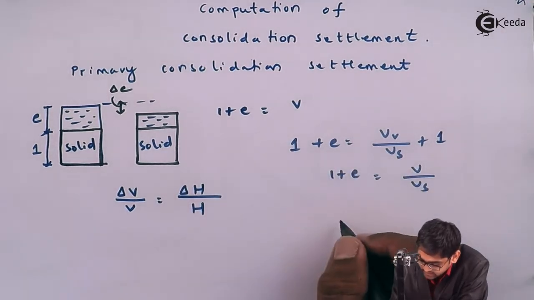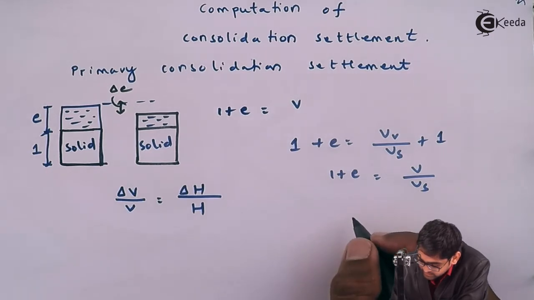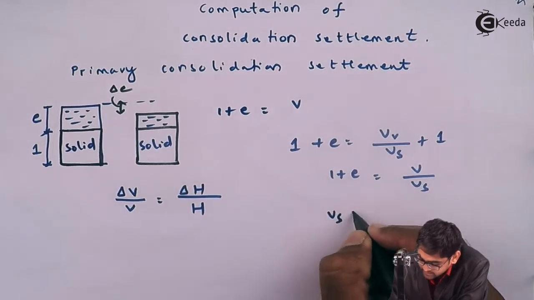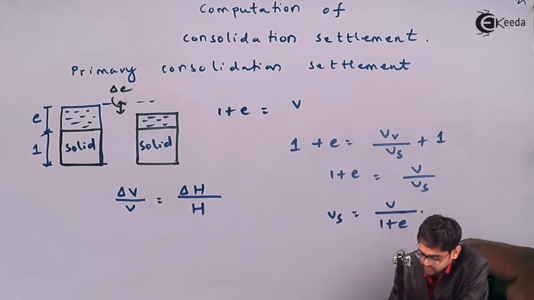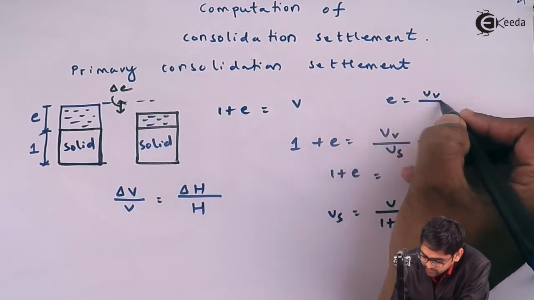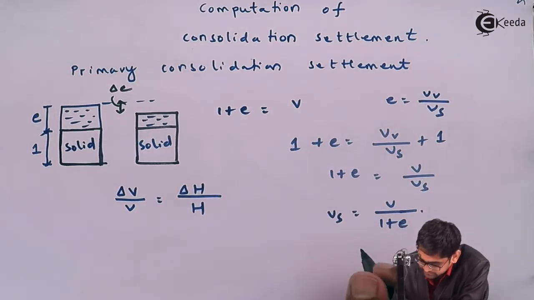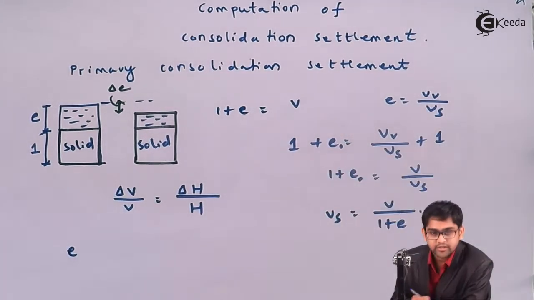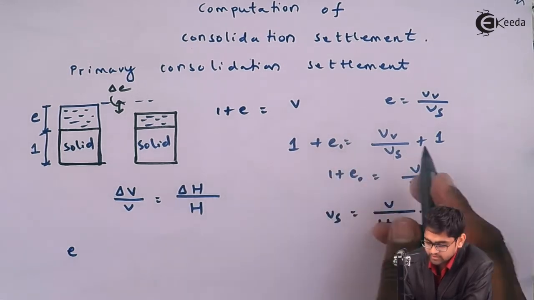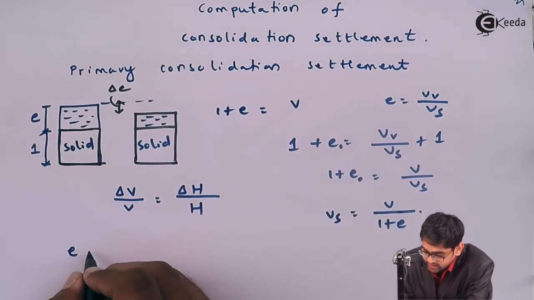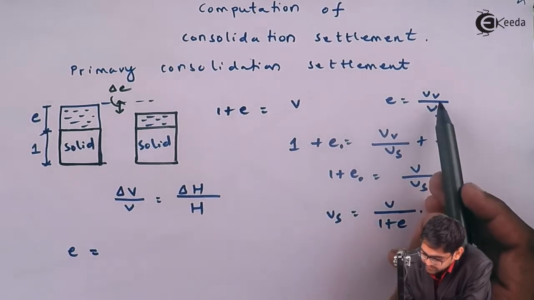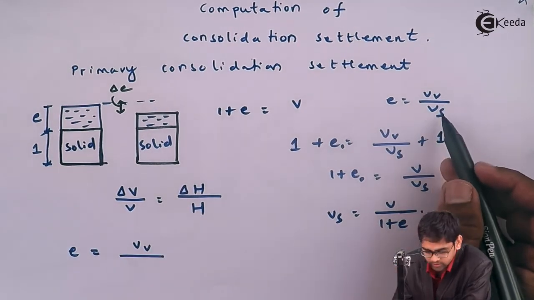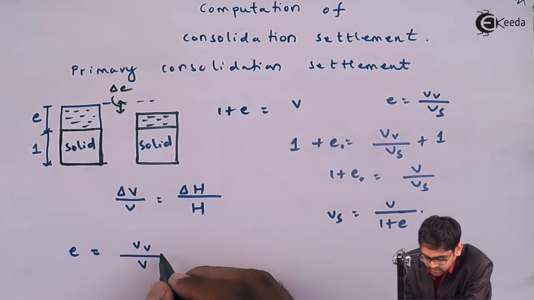And also we have seen expressions like, if I place Vs equal to V divided by 1 plus e in this expression of e, which is equal to Vv by Vs, we'll get e at any stage, because we have considered the initial void ratio for deriving this particular example. So e at any stage of the consolidation will be equal to the volume of voids divided by the volume of soil solid, and I need to place the volume of soil solid as V divided by 1 plus e.